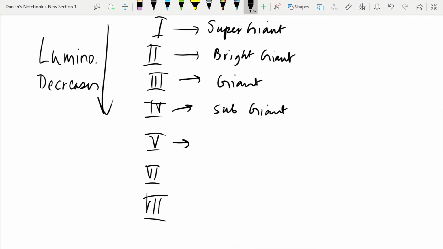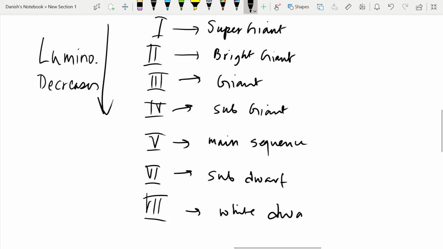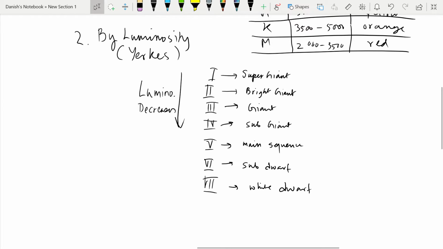Number 5 is a main sequence. Now most stars are main sequence stars, including our sun. And you can see that it's not very bright on the brightness scale. Essentially, it's not very luminous. Then we have a subdwarf. And then we have a white dwarf. Now again, this helps, but you don't need to know this for the test, essentially.